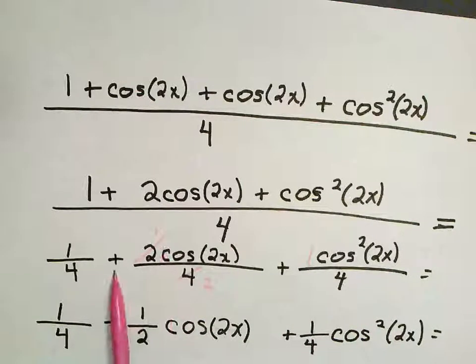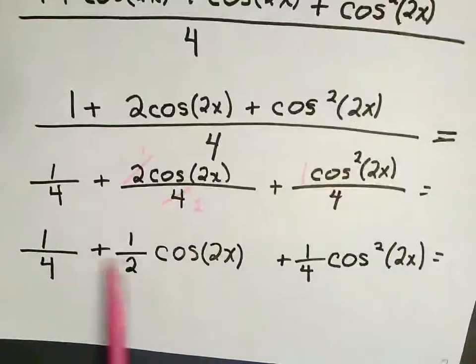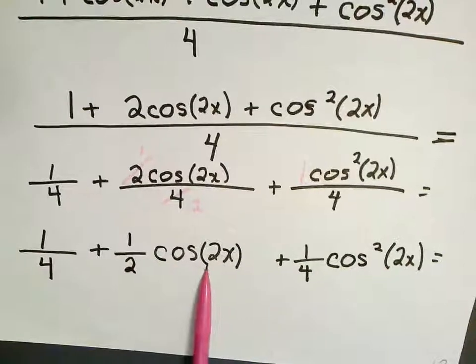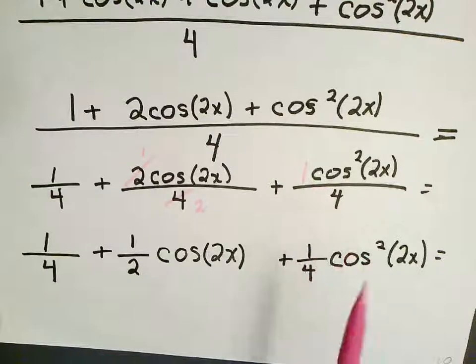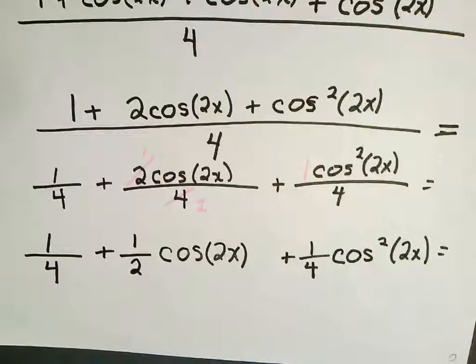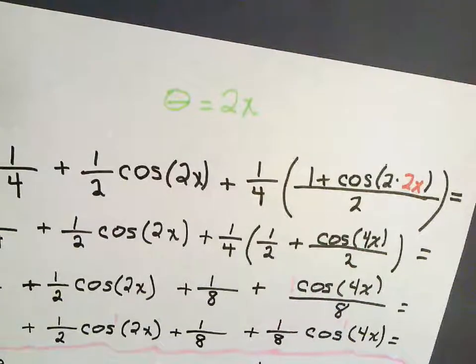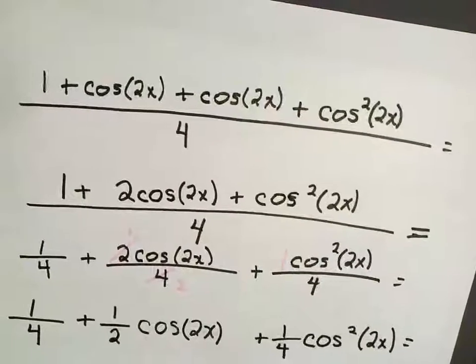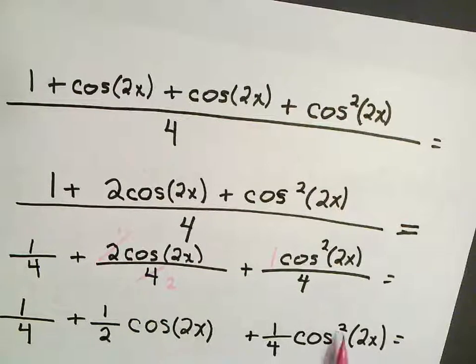Well, 2 goes into 2 once, 2 goes into 4 twice. So we bring down the 1/4 and bring down 1/2 times the cosine of 2x. There's a 1 understood to be in front of the cosine squared of 2x. So I make it 1/4 times the cosine squared of 2x. And remember now, we still have, let me go back and show you this. We're trying to get all of the cosines in terms of the first power. Here is a second power, you see. So we've got to make this a first power.